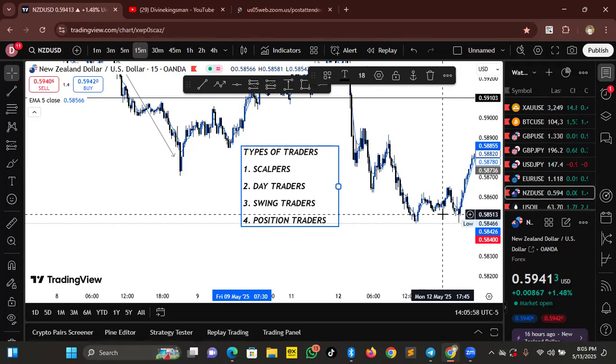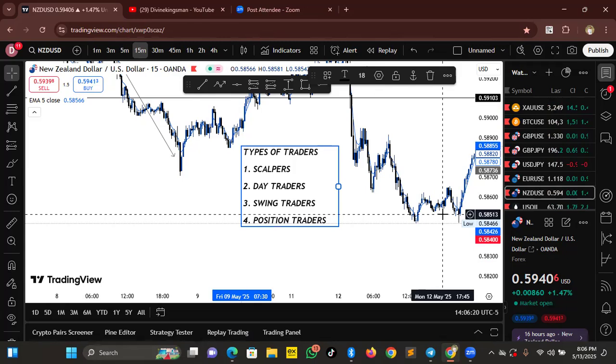So scalpers are traders that trade just within 1 hour. Sometimes it can extend to 2 or 3 hours, anyway. But they go in and out of the market, and they can buy again immediately after they have taken profit. Very quick, going in and going out of the trade. That's just what scalpers are.